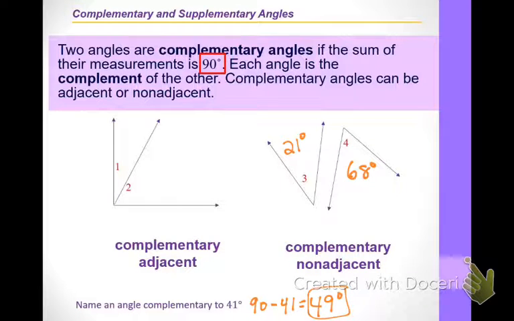If you wanted to find it, it'll say complement. It won't even say angle. Okay? Name an angle complementary to 41 degrees. You subtract from 90. Okay?